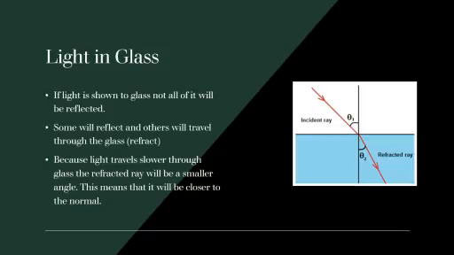Light in glass. When you shine light onto a glass or anything, not all of it will be refracted through. Some will be reflected back. So if you shine a light on a glass, it kind of bounces back at you because not all of it has gone through. A lot of it will go through, but not all of it.